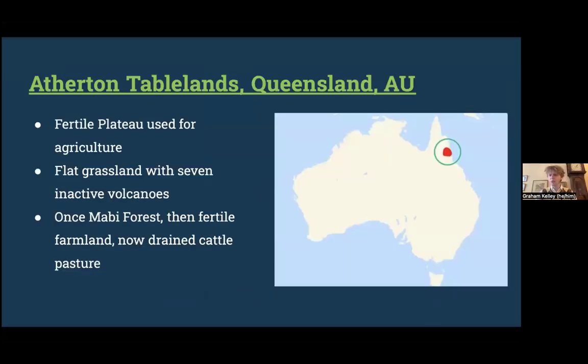So let me go into some of the background of these concepts I'll be going into. So the Atherton Tablelands are an area in Queensland, Australia that is displayed on the right here. It's a very fertile plateau that is commonly used for agriculture. It's a flat grassland with 7 inactive volcanoes on it, which I'll be getting into later. It was once covered in a type of forest known as Mabi forests, which were then converted into very fertile farmland, and then later, after being drained of that fertility, into cattle pasture, which they are now today.